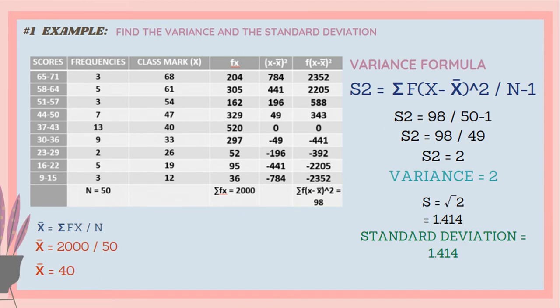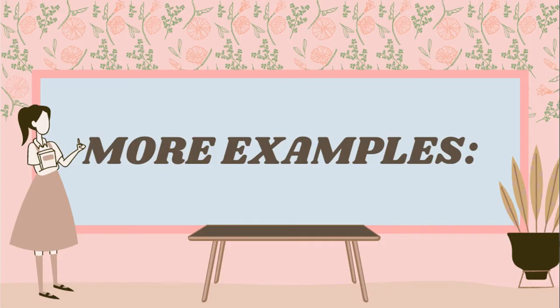And then next, remember what I told you earlier, that to get the standard deviation, we just need to find the square root of our variance. So the square root of variance is 1.414. So our answer for the standard deviation for this data is 1.414. So more examples ahead.